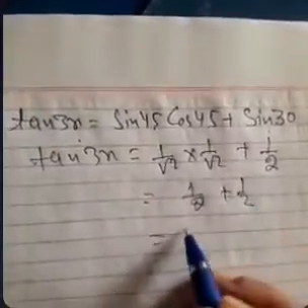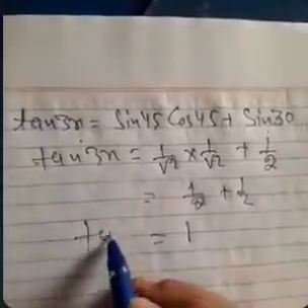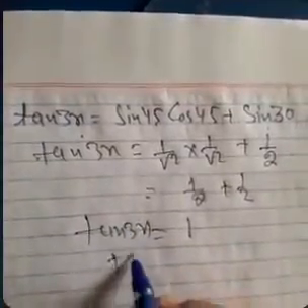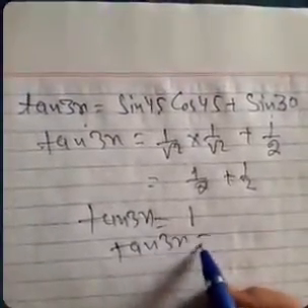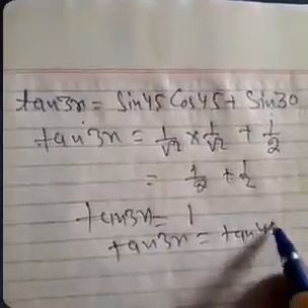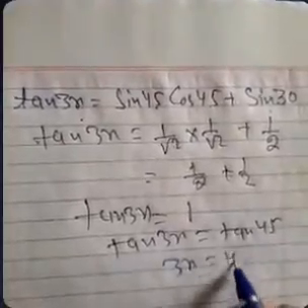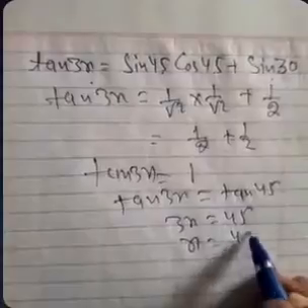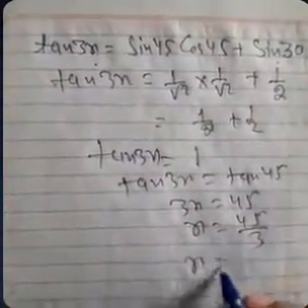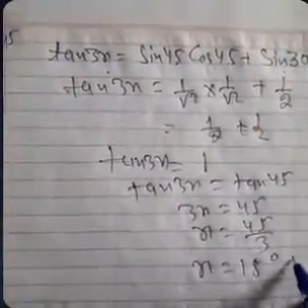Now 1 upon root 2 into 1 upon root 2 is 1 upon 2. Half plus half is equal to 1. Tan 3x is equal to 1. Now tan 3x is equal to tan 45 degree. 3x is equal to 45. Now x is equal to 45 upon 3. X is equal to 15 degree is the answer.